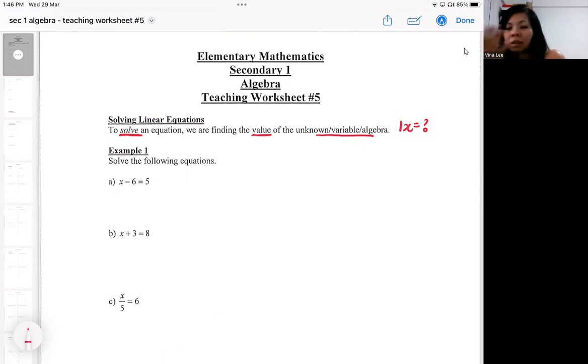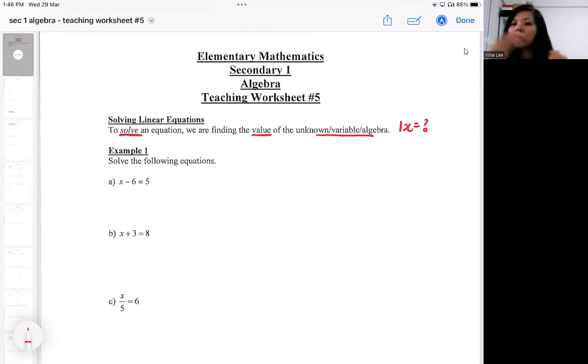Different words mean different instructions. For example, factorize means you got to introduce back the bracket. Expand the algebra means you got to get rid of the bracket. So different words have different meanings. When we solve, we want to find the value of the unknown, which is 1x.